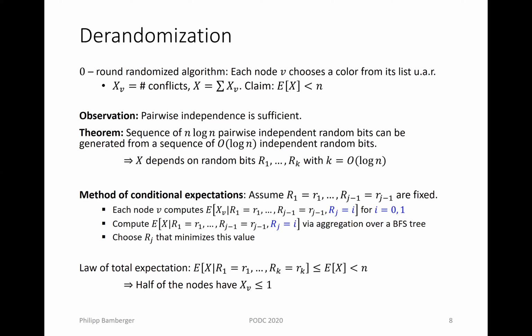However, there is one obstacle for implementing this procedure efficiently in the CONGEST model. Computing the sum of the conditional expectations via aggregation can be done in diameter time in CONGEST. But to compute the conditional expectations, nodes need to know the color lists of the neighbors, and exchanging color lists is too costly in CONGEST.